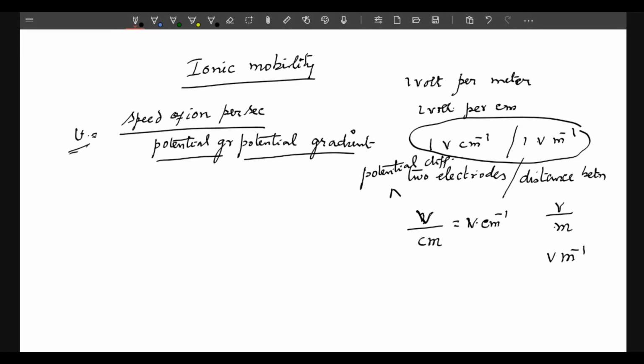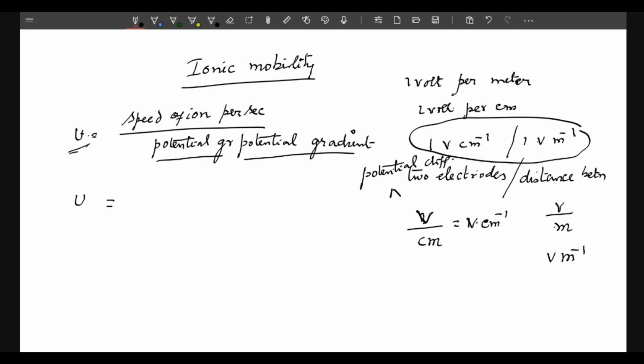Therefore, ionic mobility is defined as the speed of the ion in a medium under a potential gradient of 1 volt per centimeter. Whereas ionic velocity is the distance traveled by the ion in a medium under an applied electric field. They are not converted into a potential gradient. And what is the unit for this one?